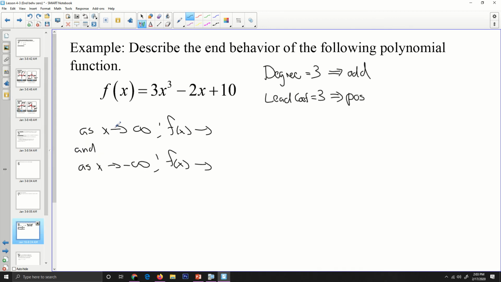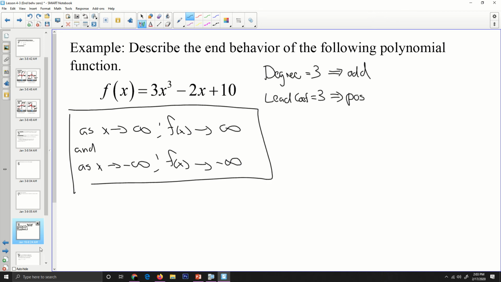So I'm just going to fill those in. As x goes to positive infinity, the function goes to positive infinity. And as x goes to negative infinity, the function goes to negative infinity. That is going to be my answer for this particular problem.